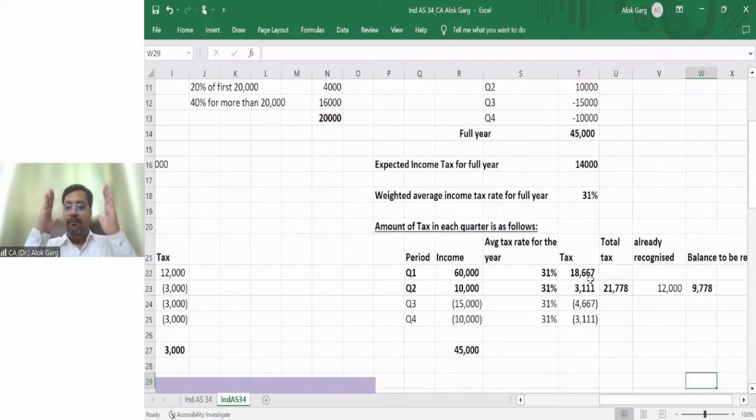First, you need to compute the average. You need to compute the total income for the full year, which includes your current period actual income plus expected income for the future period. Then you need to compute what is the tax for the full year. Then you need to compute the weighted average rate, which is expected tax divided by the expected income. And now you have to apply that weighted average rate to the quarterly or interim period profits, and then you can calculate the tax, right? So this is how this computation is happening.